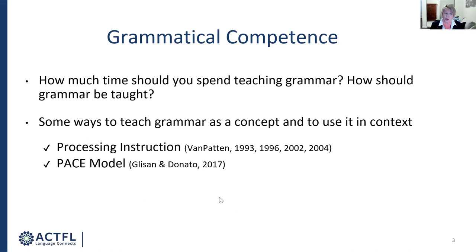I'm going to be sharing with you two ways that I advocate when you need to teach grammar. I believe grammar should be only taught to support communication. So when there's a communication breakdown or students need specific forms and structures so they can engage in a communicative activity. However, there are two techniques that we're going to talk about tonight, processing instruction and the PACE model. These are research-based techniques that look at grammar as a concept and using it in context. So the main thing about these two techniques is that they focus on meaning over form. Meaning is the focus of instruction.